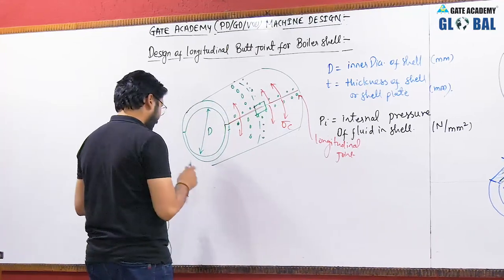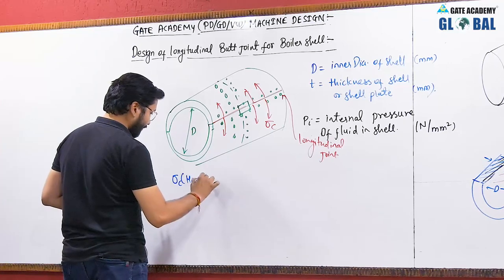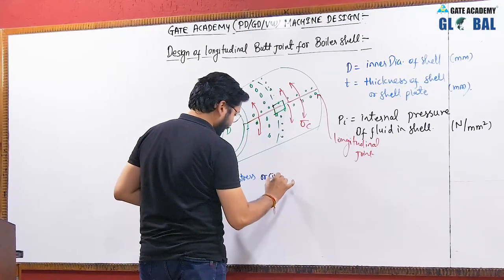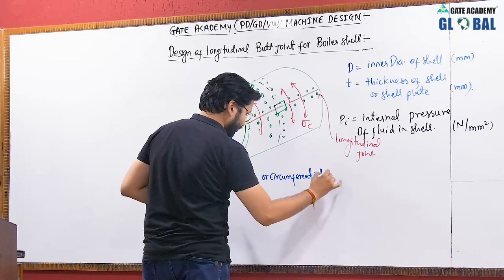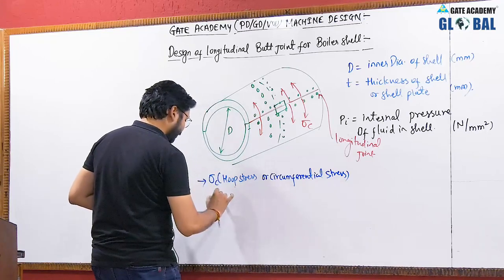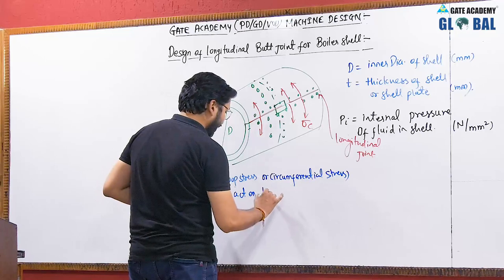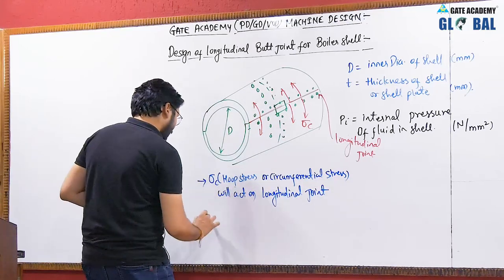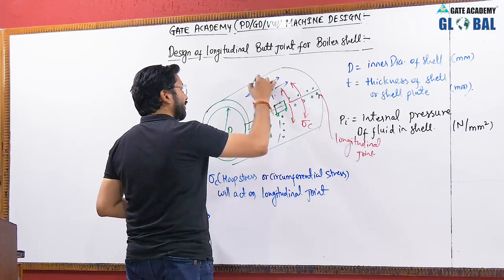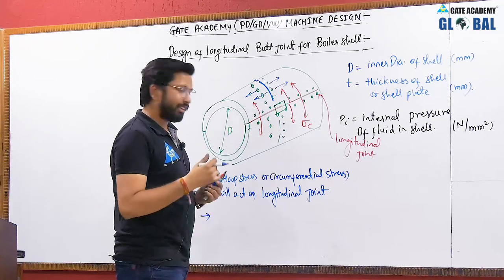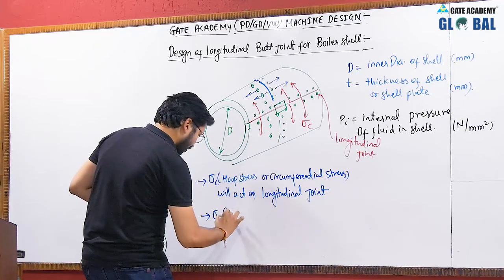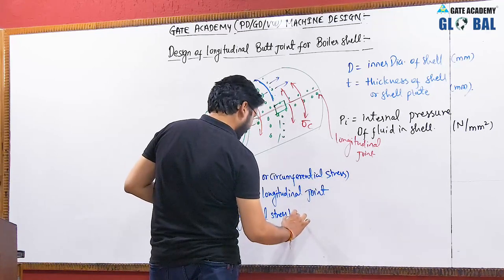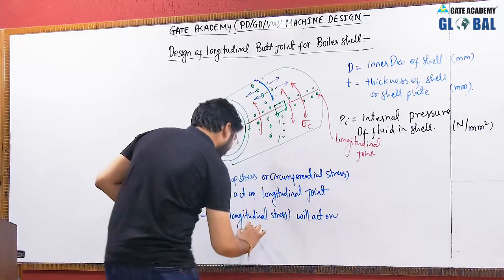So on the longitudinal joint, note it down, sigma c, that is hoop stress, or you may call it circumferential stress, will act on the longitudinal joint. Clear? And hoop stress acts like this. So it is very clear that the circumferential joint will bear the longitudinal stress. So longitudinal stress sigma l will act on the circumferential joint.